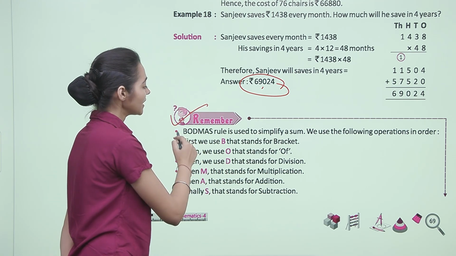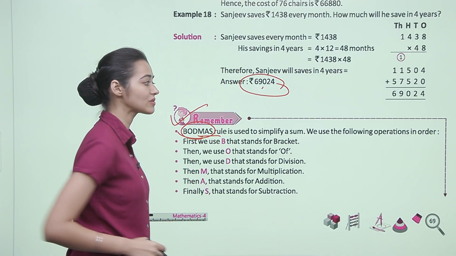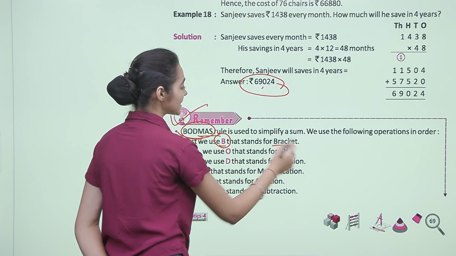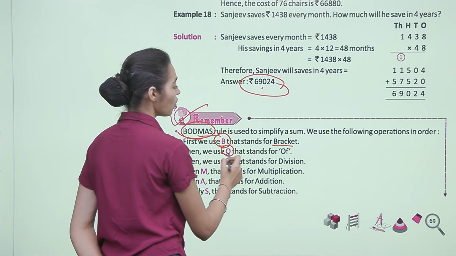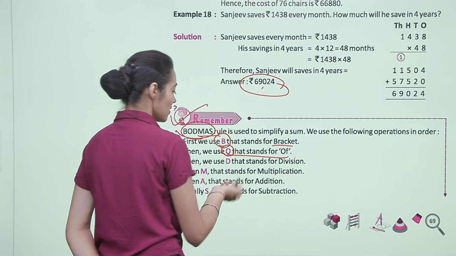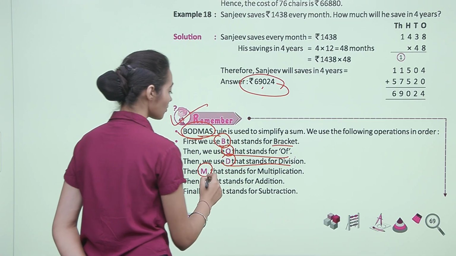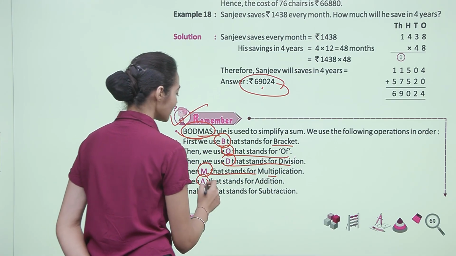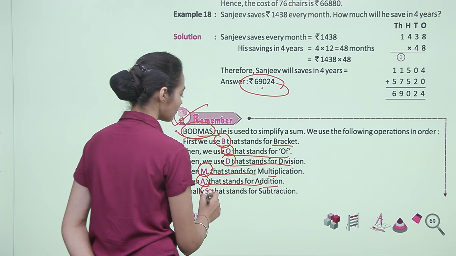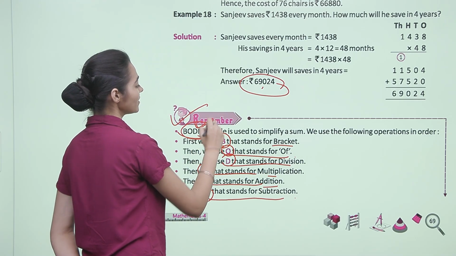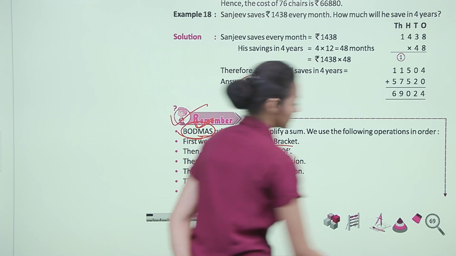Now always remember, here is our BODMAS rule that is used to simplify any sum. Firstly, we solve the bracket. B stands for bracket, then we use O. O stands for of, that means bracket of or multiplication. Then D stands for division. After that we will solve M, that means multiplication. After that we will solve A, that means addition, and then finally we solve S, that means subtraction. So you always have to learn the BODMAS rule.